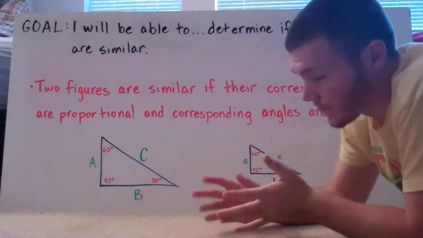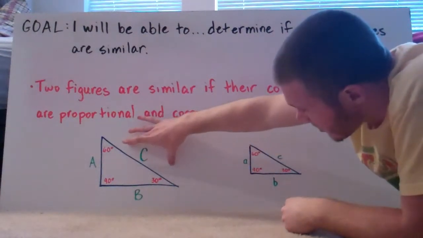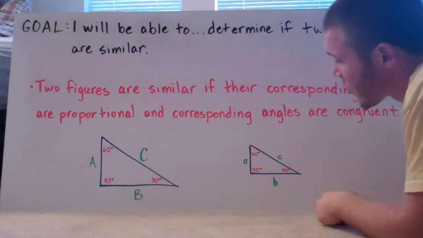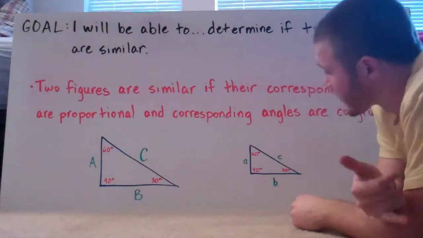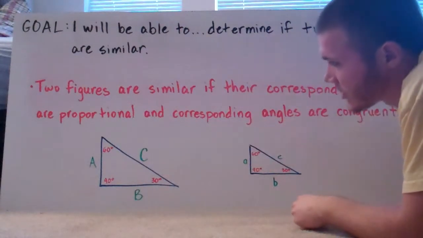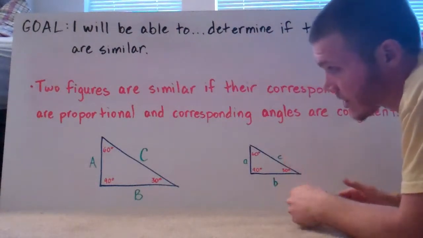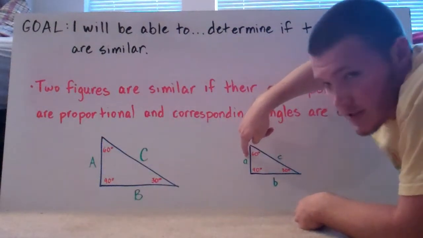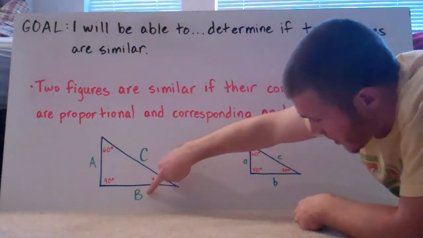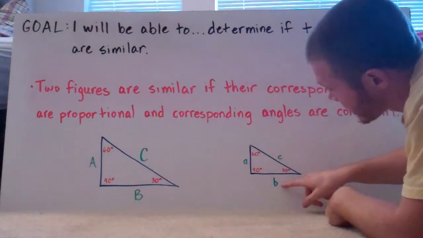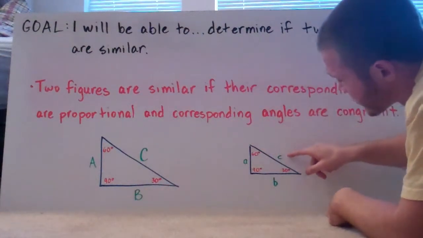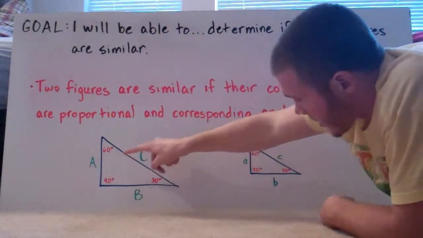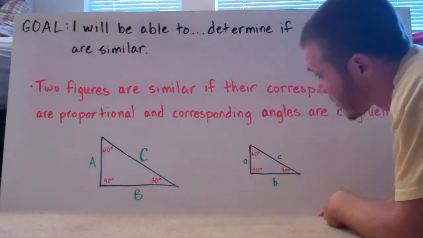Corresponding sides. Let's see, we've got this triangle and we've got this triangle. Corresponding sides would be the two sides that are in the same location on each triangle. So for example, A corresponds to this A, this large B corresponds to this little b, and this big C corresponds to the little c. So the C's correspond, the A's correspond, and the B's correspond.